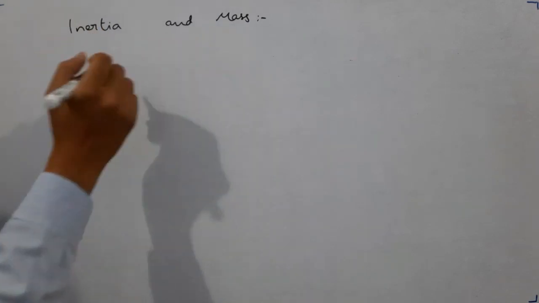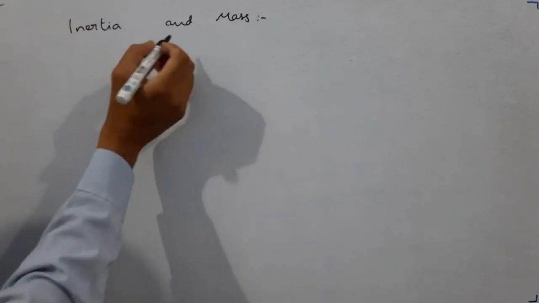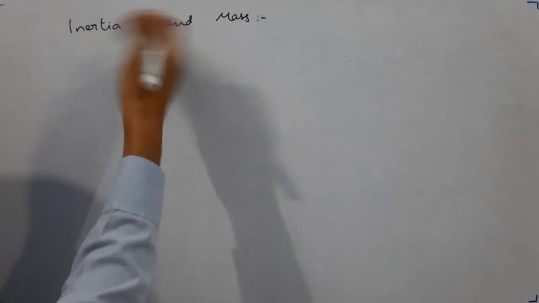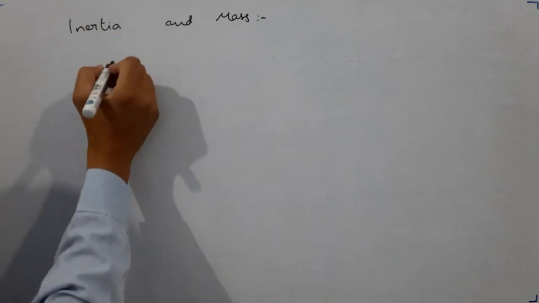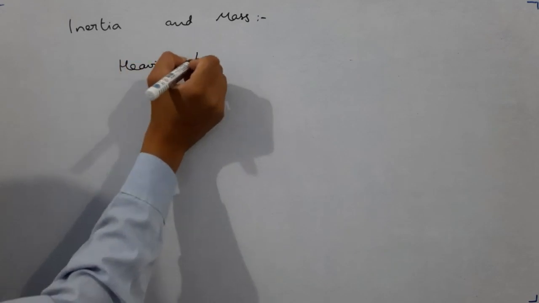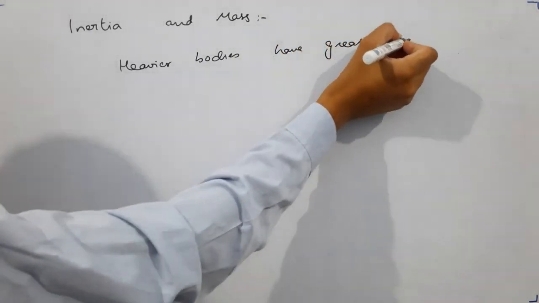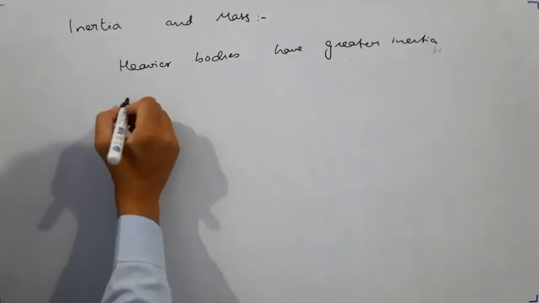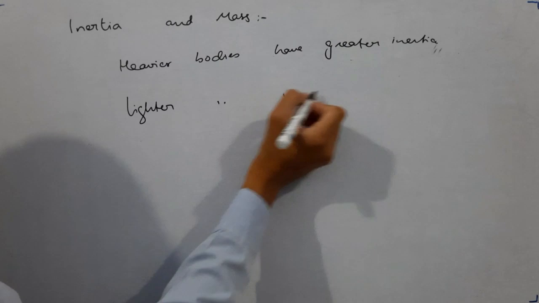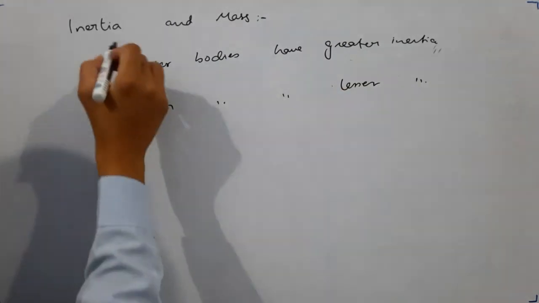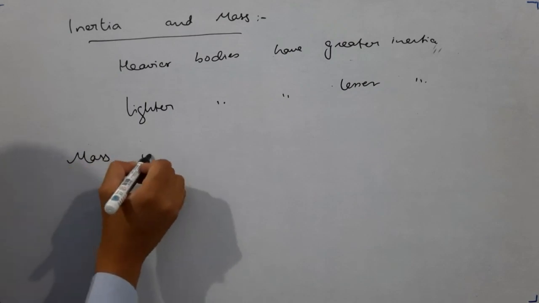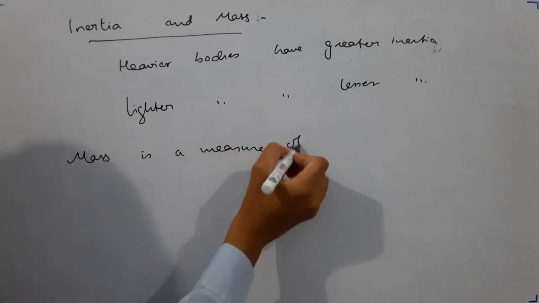And let me conclude today's discussion with the concluding remark regarding inertia and mass. Inertia, you have understood, students. Every body has a tendency to oppose or to resist any change in its state of rest or motion. But if that body is heavy, it will have more opposition. That means it has more inertia. So we say heavier bodies have greater inertia. On the other hand, lighter bodies have lesser inertia. That means I can conclude that mass of a body is a measure of its inertia.